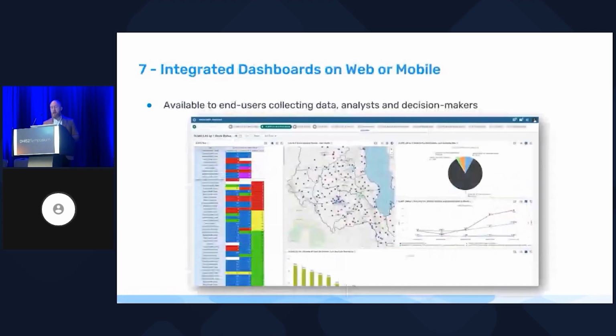And then, of course, it all comes back to building integrated analytics and being able to layer your service delivery, patient level data on top of your supply chain data. And so this is just an example of that from Malawi. I kind of stole Blessing's slide there.